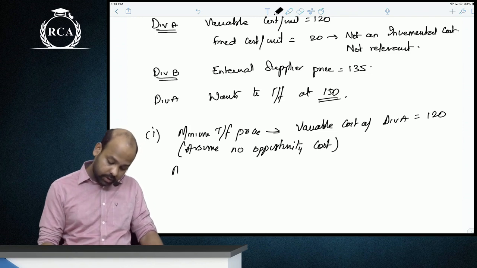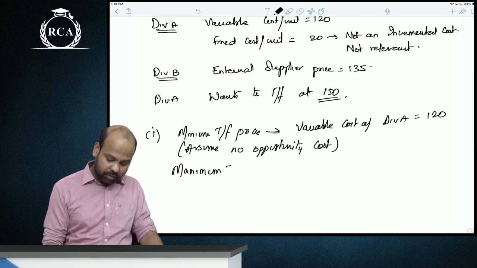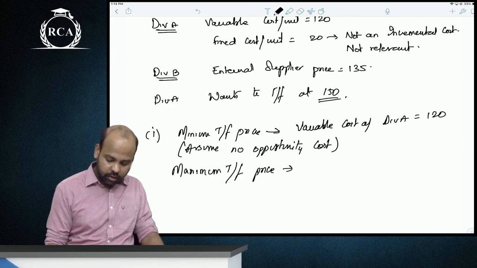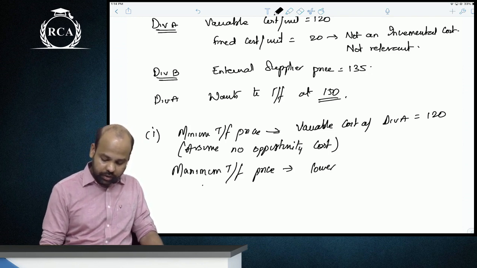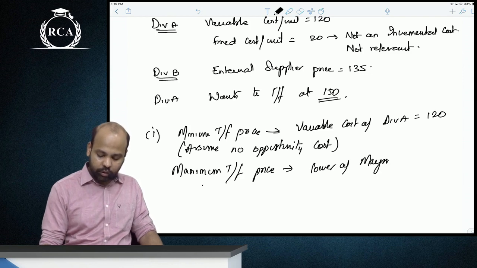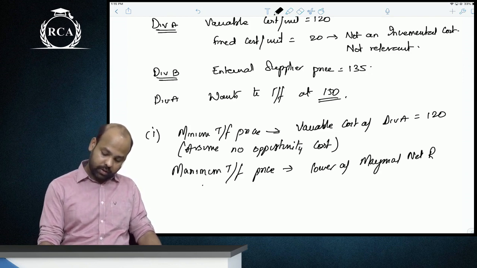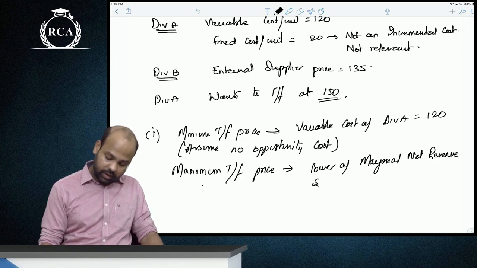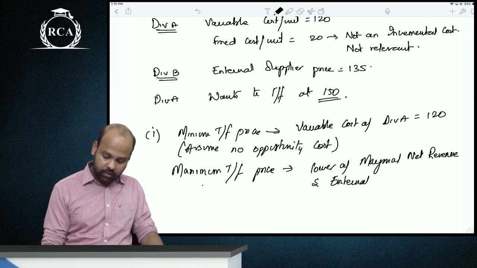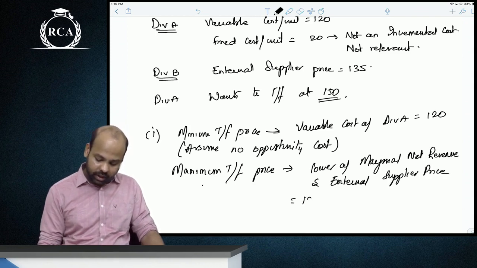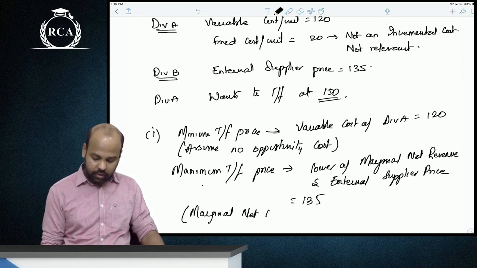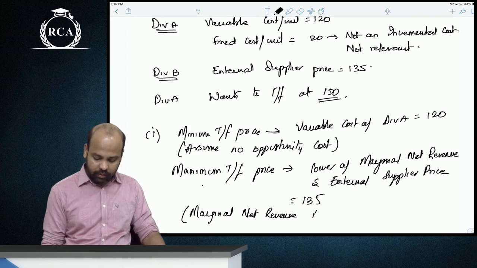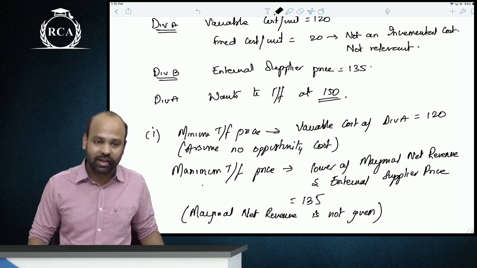Okay. Maximum transfer price beta would be lower of, this is from the viewpoint of the other division, lower of marginal net revenue and an external supplier price. I'll directly write beta 135 as marginal net revenue is not known. Marginal net revenue beta is not given. So let us just forget it as such beta. We'll directly write external supplier price is 135.